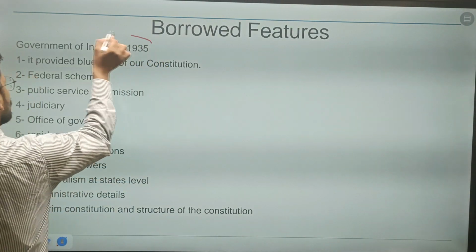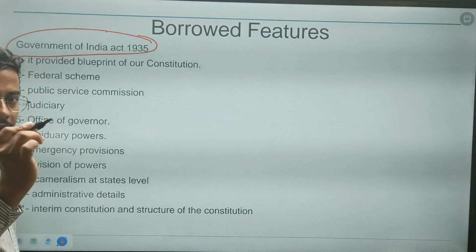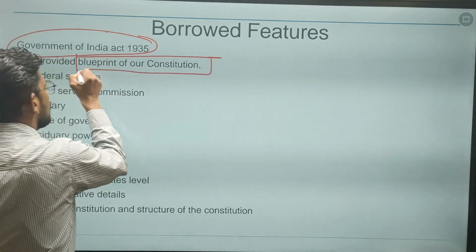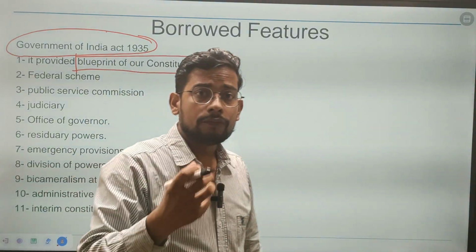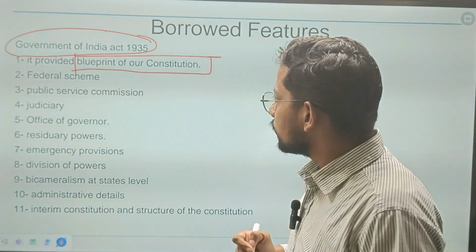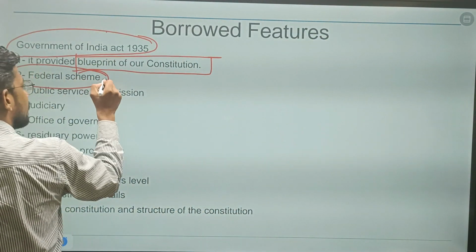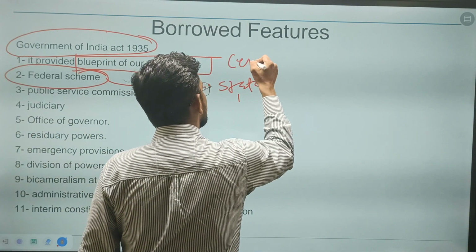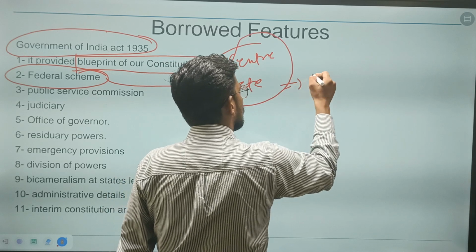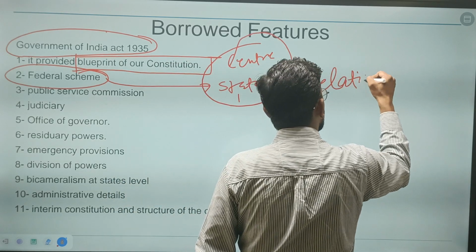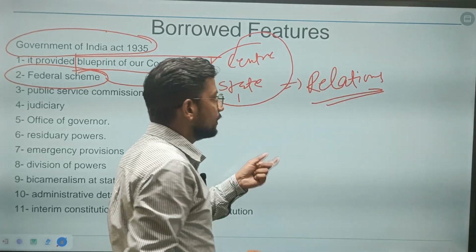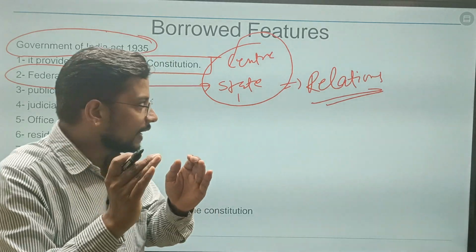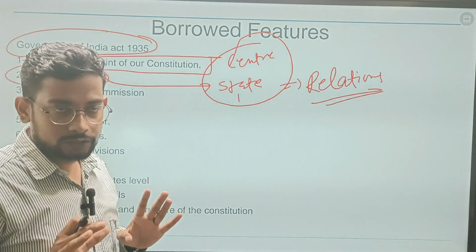India has borrowed so many things from the Government of India Act 1935. First, the Government of India Act 1935 provided us a blueprint of our future constitution. Second, the federal scheme. In the federal scheme, we have states and the center, and how their relations will be governed. All these things were already explained in the Government of India Act 1935, which we have directly copied from this Act.